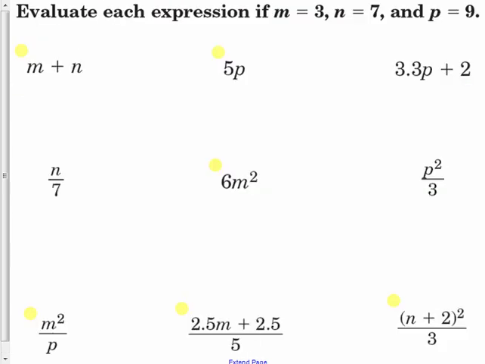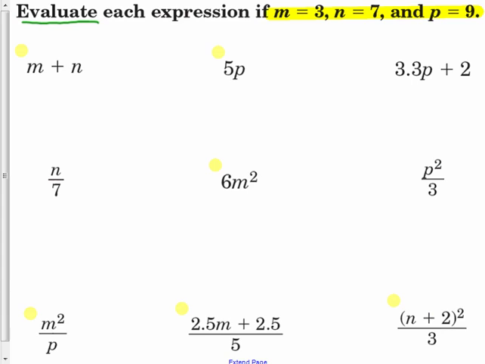And remember, what we do with expressions is we evaluate. We'll talk about we evaluate expressions and we solve equations. So for today, we're going to evaluate each expression. And to evaluate an expression, what we do is we take the rules we're given. Anytime you're given an expression, you will also be given a set of rules to use with it. In this case, here are our rules. We have m is equal to 3, n is equal to 7, and p is equal to 9.